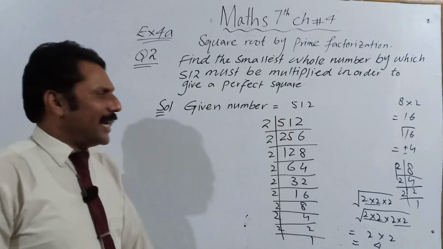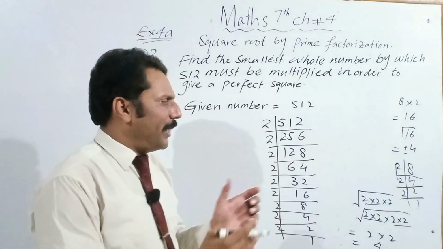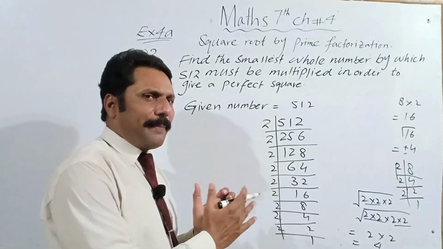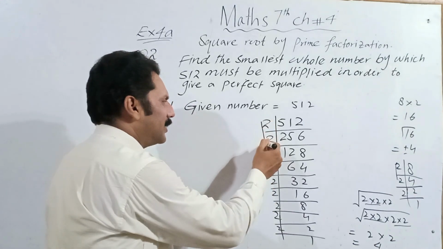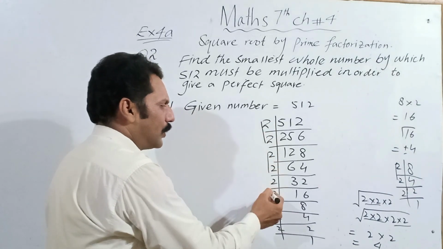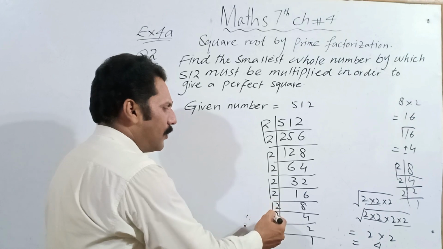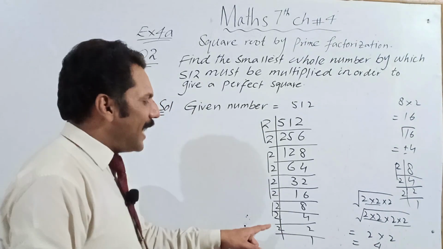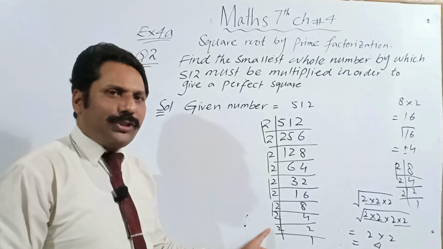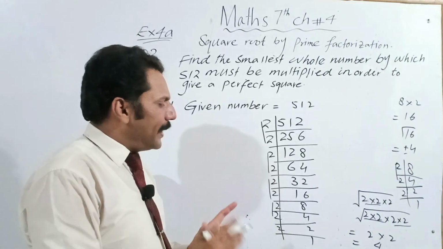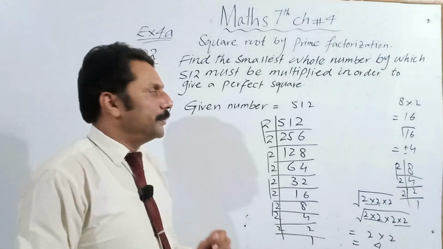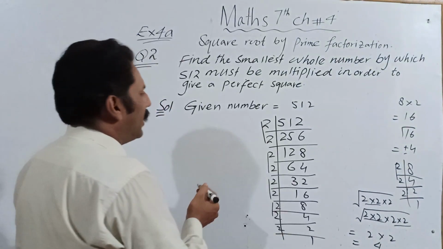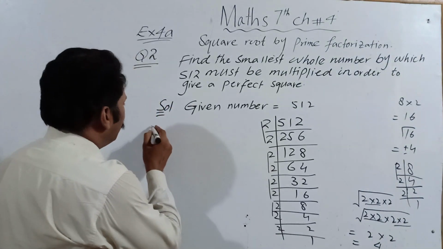Now look at this. As in the example I have told you, there should be pairs in the prime factors. Are the pairs complete? 1 pair, 2 pair, 3 pair, 4 pair. This 2 is not paired. So we will have to make the pair of this 2. We will have to multiply our number by 2. So the required number, what will be the required number?